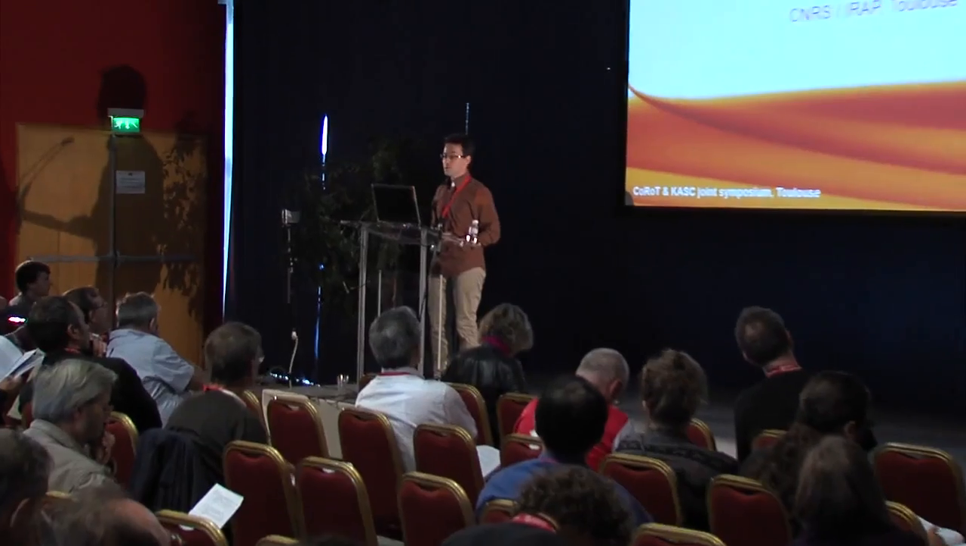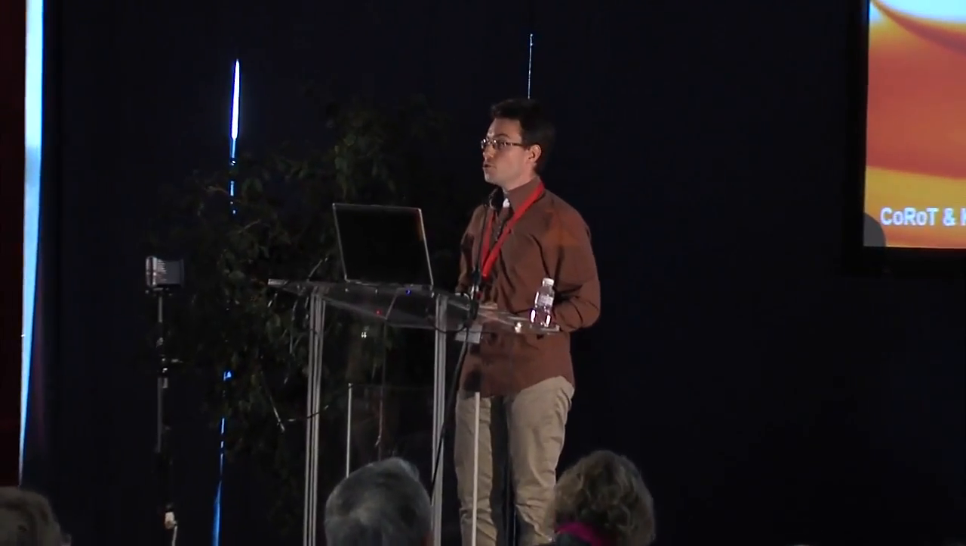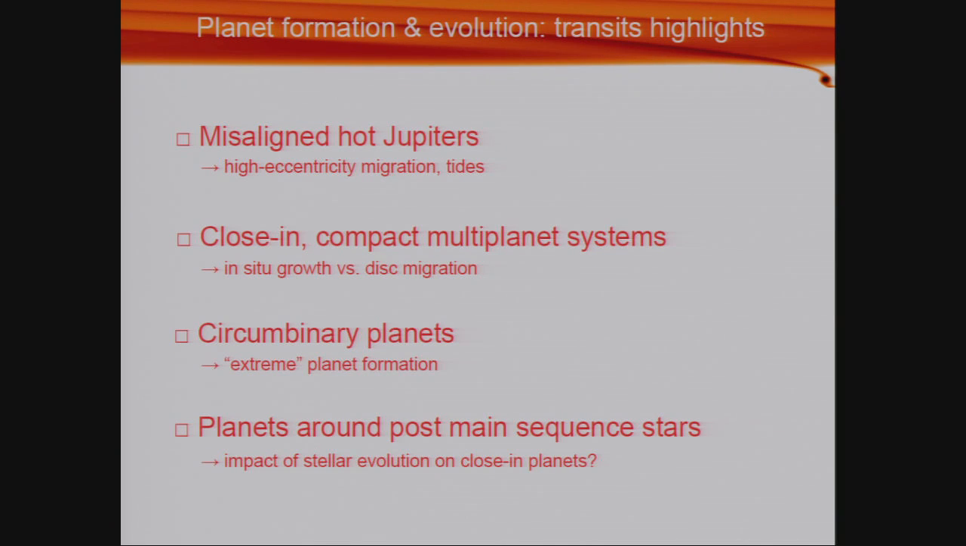The aim of my talk today is to shortly review what progress has been made in understanding the formation and the orbital evolution of planetary systems thanks to the many exoplanets that have been discovered by the transit method. So first I would like to highlight what are the major observational constraints that transit methods have brought us.